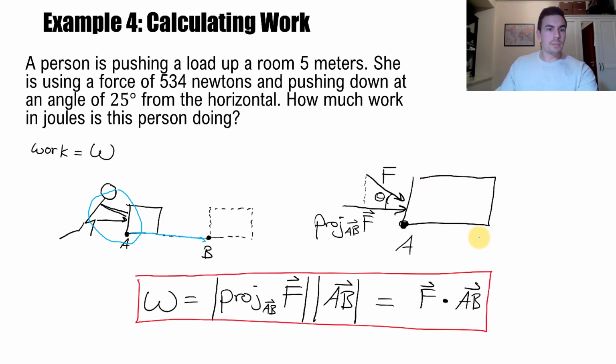All right, so there's a couple ways we can calculate work. We can multiply the magnitude of the projection of our force onto our AB vector, our distance vector, and the magnitude of that distance vector itself, so magnitude of AB, or we can take the dot product of our force with AB. So F dot AB is another way. Both of these ways we can calculate our work.